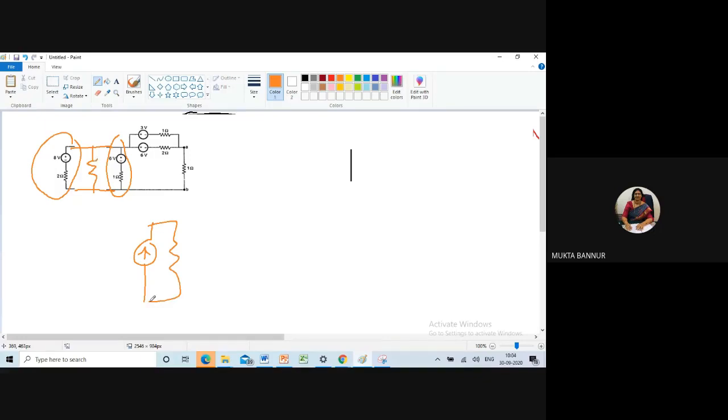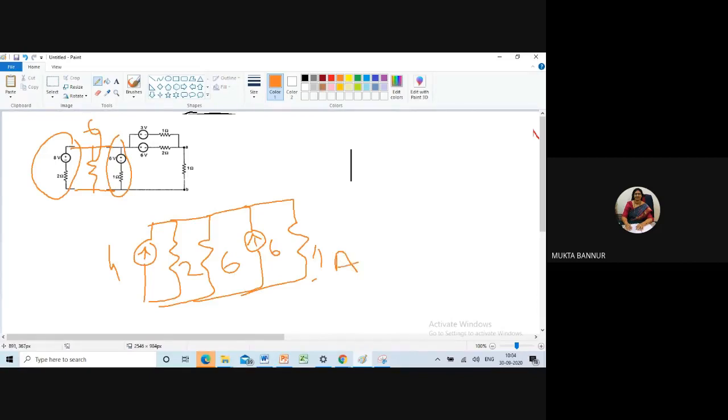I'll again take a 6 ohm only. This will be as it is, 6 ohm. This is 2 ohm. This is 4. This is converting into a current source. How much is it? 6 divided by 1, 6 ampere. This is as it is. This is 1 ampere. Correct?